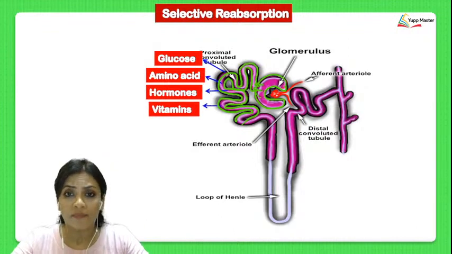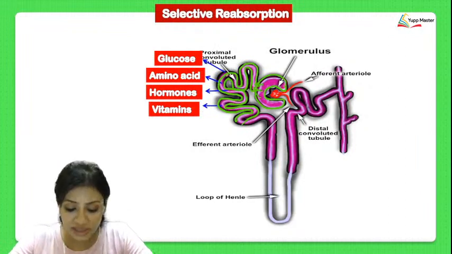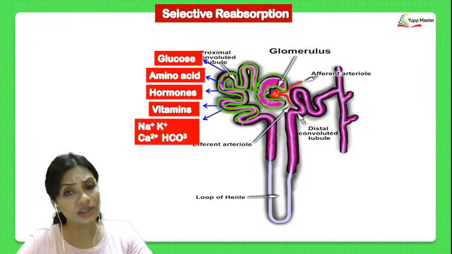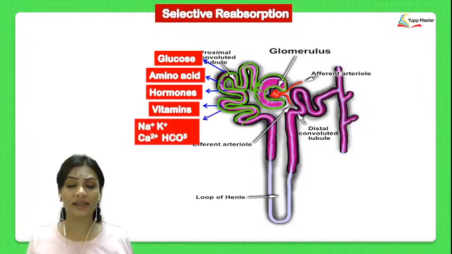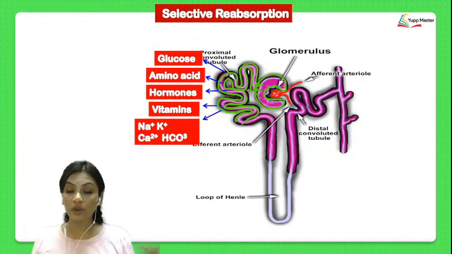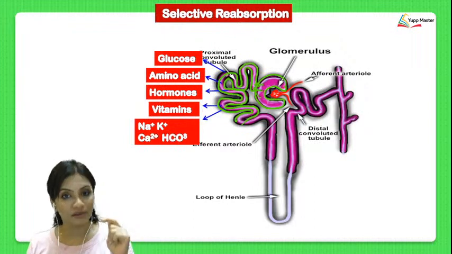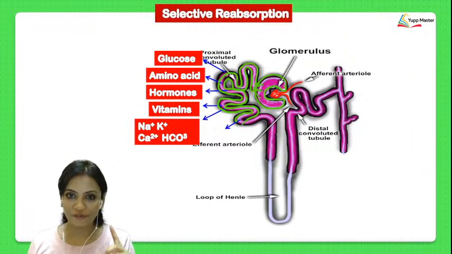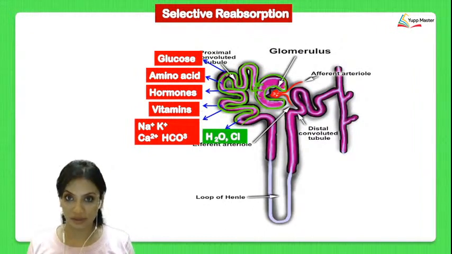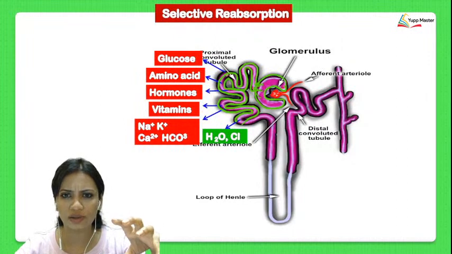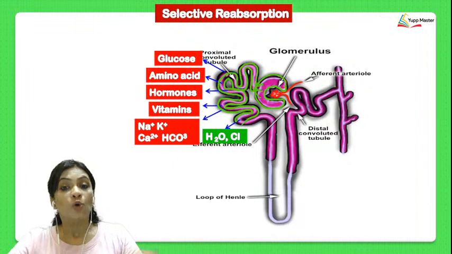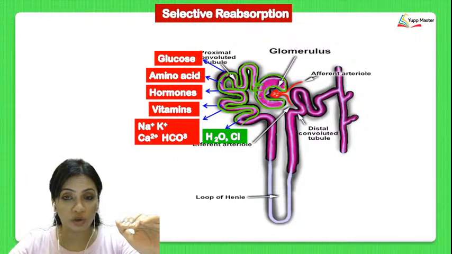Just think, would you want to lose these things through urine? Not at all. So we need to reabsorb them. Even certain ions like sodium, potassium, calcium, bicarbonates, we do not want to lose any of these things through urine. So what do we do? We will reabsorb them. All these things are reabsorbed, and do not forget, even water. Water is going to be reabsorbed to a massive extent because our body loves water. We cannot afford to be losing water through urine.